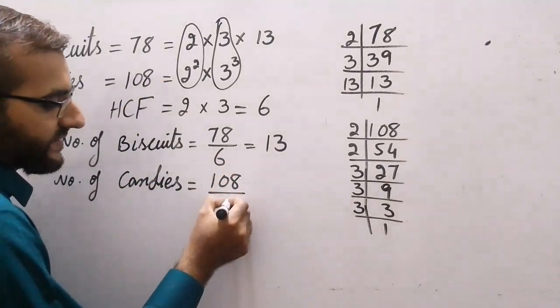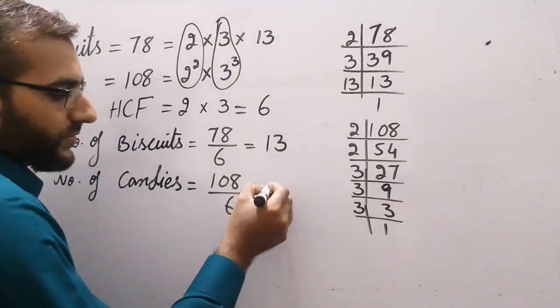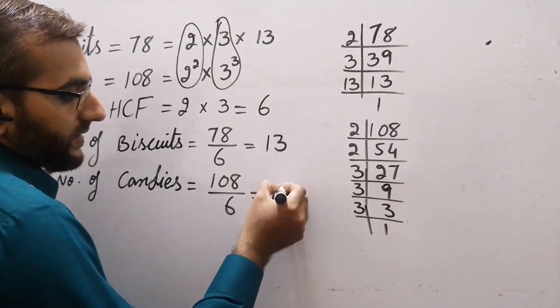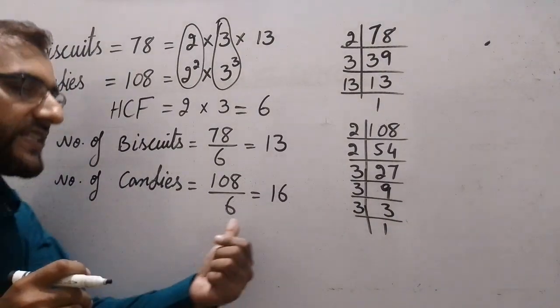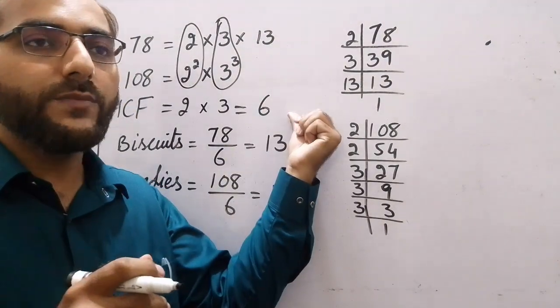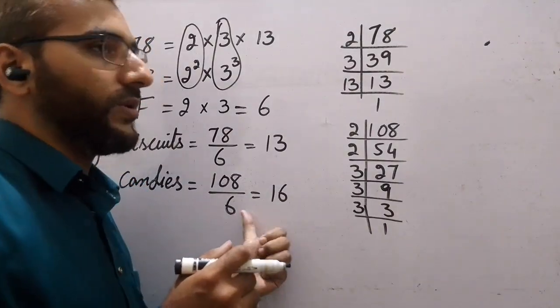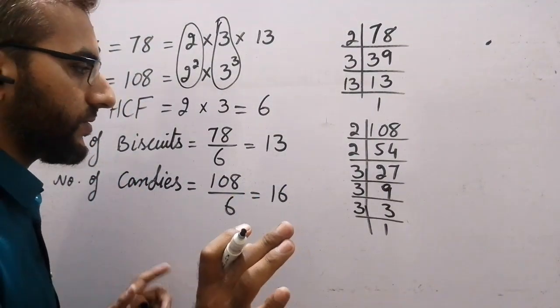108 over 6, 108 over 6. So 1 6. It means that there are 16 candies in each of the 6 bags. We can pack them in whole with no leftover. Means the remainder is 0.